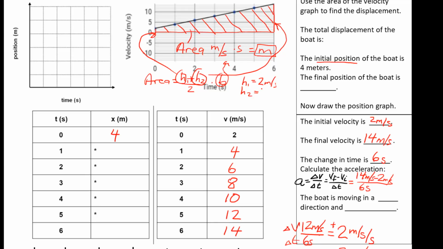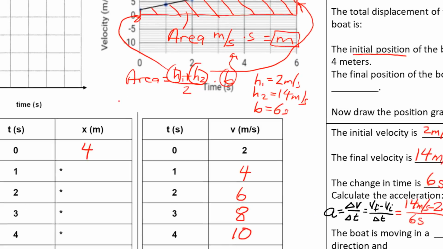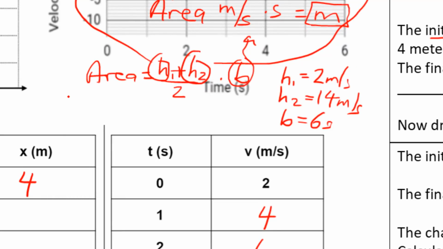Height 2 is 14 meters per second, and the base is 6 seconds. Let's go ahead and put those numbers into our area formula. So I have 2, and I'm going to leave off the units just for space consideration right now. 2 plus 14 divided by 2 times 6.